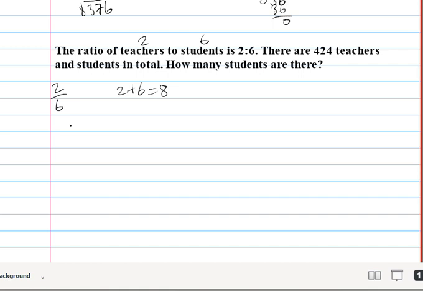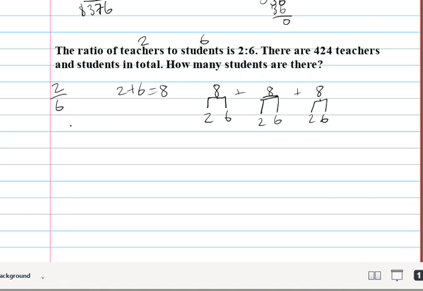That means for every 8 persons, there's 2 teachers, 6 students. For every 8, there's 2 teachers, 6 students, and it goes on and on until all of these add up to 424, right?